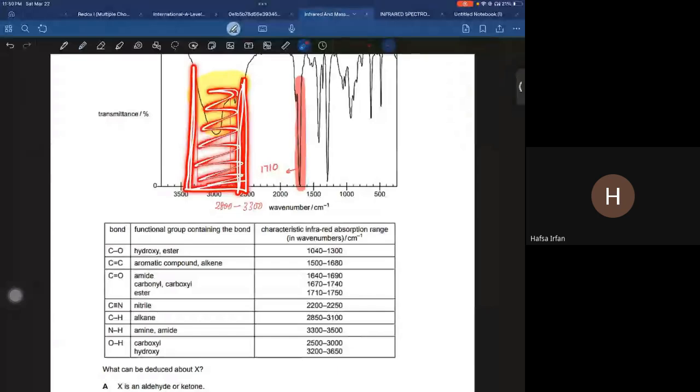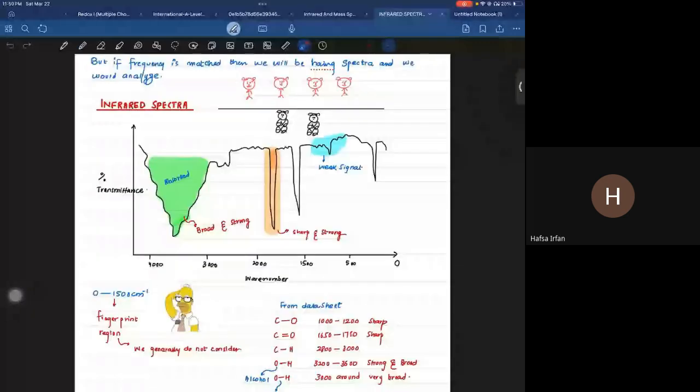Okay, so I can say this is carboxyl. This would be very easy for you to memorize the shapes. The shapes are fixed. Let me show you the shape of alkyl and the shape of carboxylic acid in infrared spectroscopy.